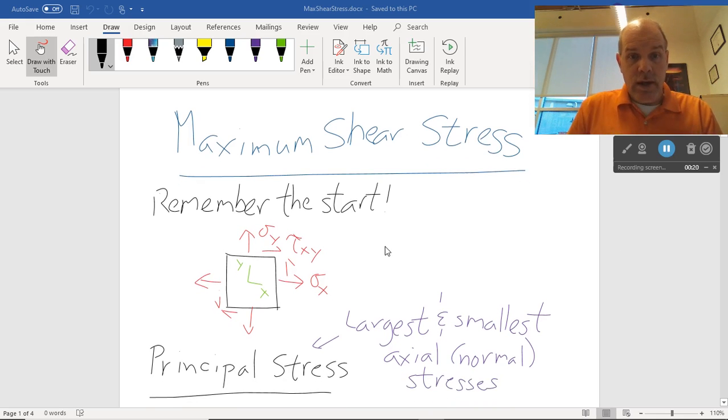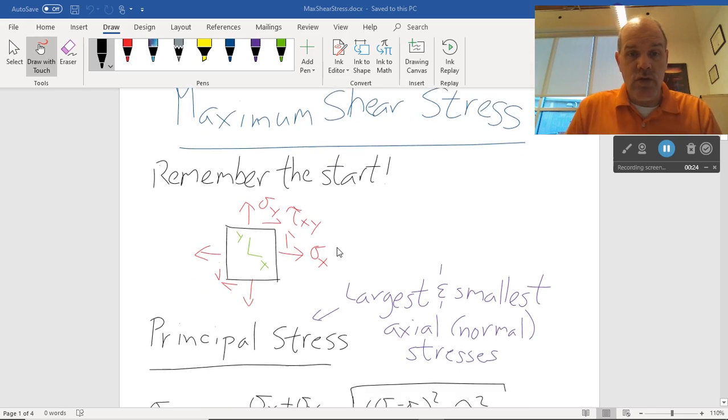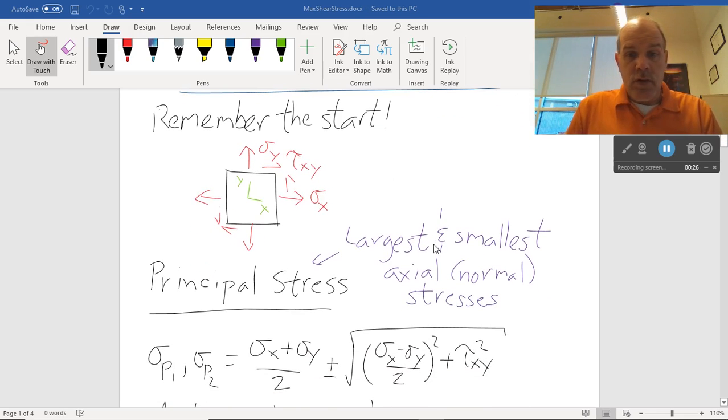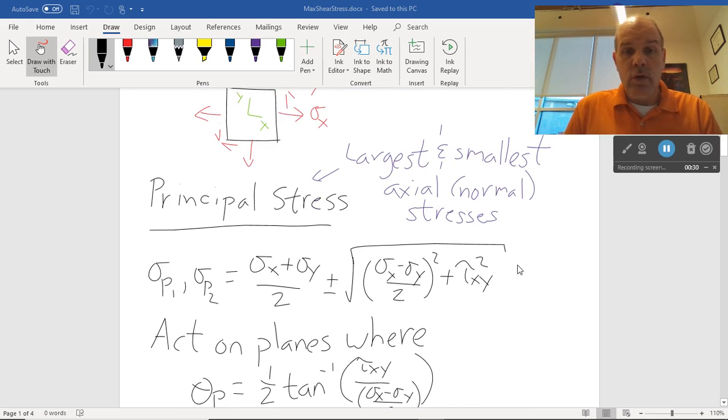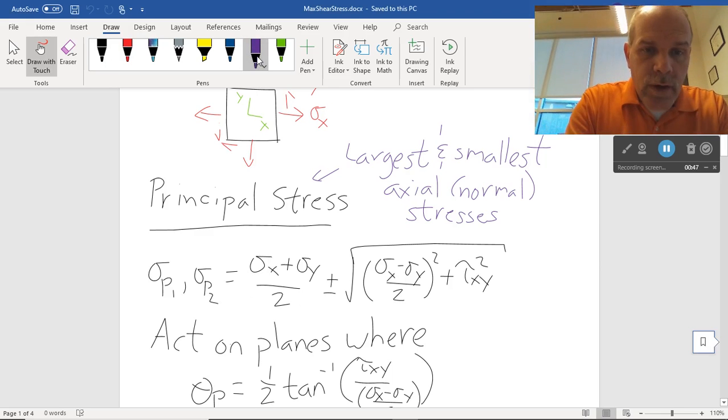This is our starting point again. We have some stress state with an x normal stress, a y normal stress, and a shear stress. The principal stresses, which were the largest and smallest axial or normal stresses, were equal to this, sigma P1 and sigma P2. There's two of them in here. It's the average normal stress, right? If you want to mark that off for yourself, it's the average normal stress plus or minus this square root of (sigma x minus sigma y over 2) squared plus tau xy squared. Let me mark that off for myself here.